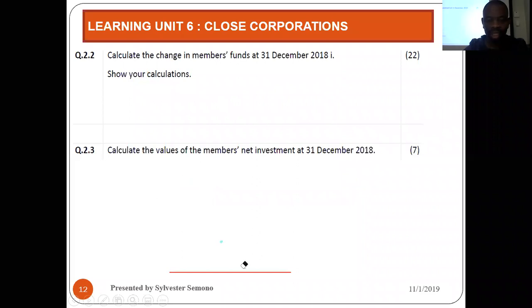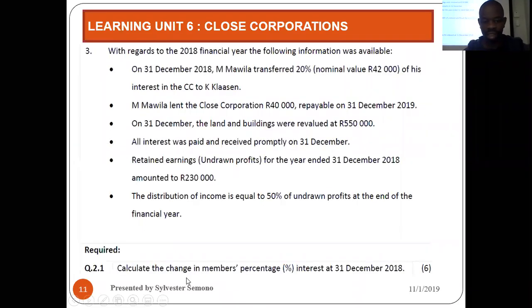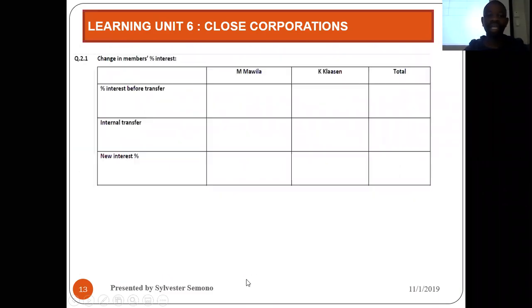Now the second one, they want us to calculate the change in members' funds. I'm going to come back to this. As you can see, this one has got many marks. And the last one, they say net value of members' net investment. So the first thing that I'm going to do, I'm going to deal with the first one, this one. Members percentage. So here is the table that we're going to use.